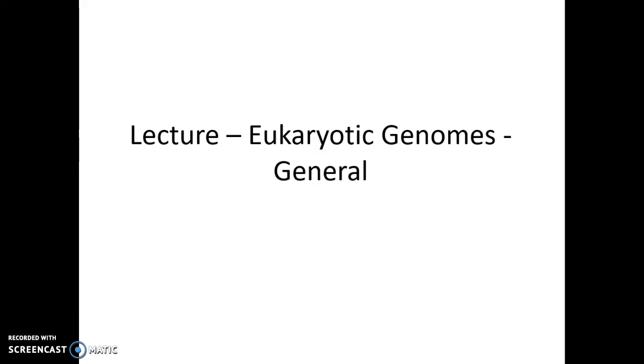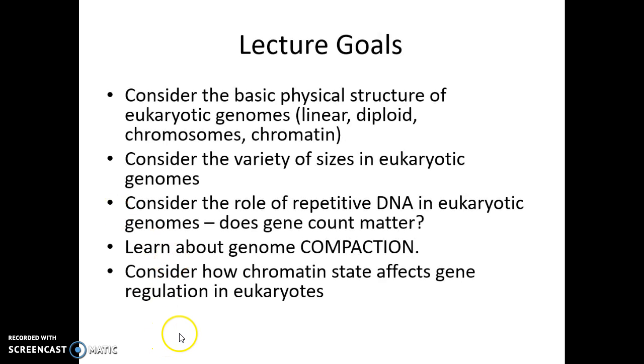This is Dr. Launen from Keene State College, and this is the first of two mini lectures looking at eukaryotic genomes from a very general perspective. In these two mini lectures, we're going to consider the basic physical structure of eukaryotic genomes, the fact that they're linear, what it means to be diploid versus haploid, and the terms chromosome and chromatin, what they really mean.